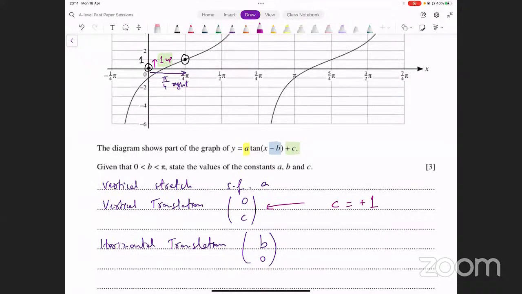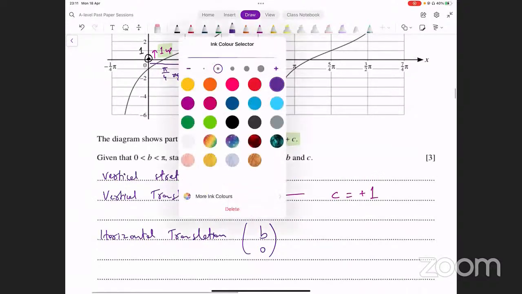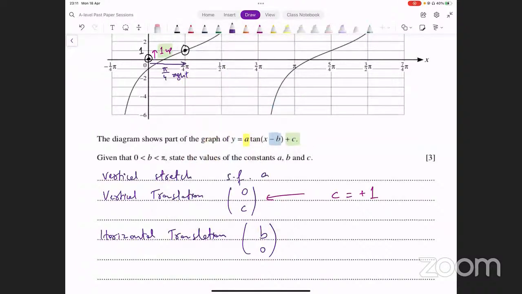ठीक है. Horizontally क्या हो रहा है? Horizontally your graph is moving pi over 4 units to the right. Pi over 4 units to the right. Now that is horizontal translation. Horizontal translation में क्या होता है? जब आप right पे मूव करते हो, remember right पे मूव करते थे तो आप subtract कर रहे होते थे, और जब आप लेफ्ट में मूव करते थे तो आप ऐड करते थे, राइट?